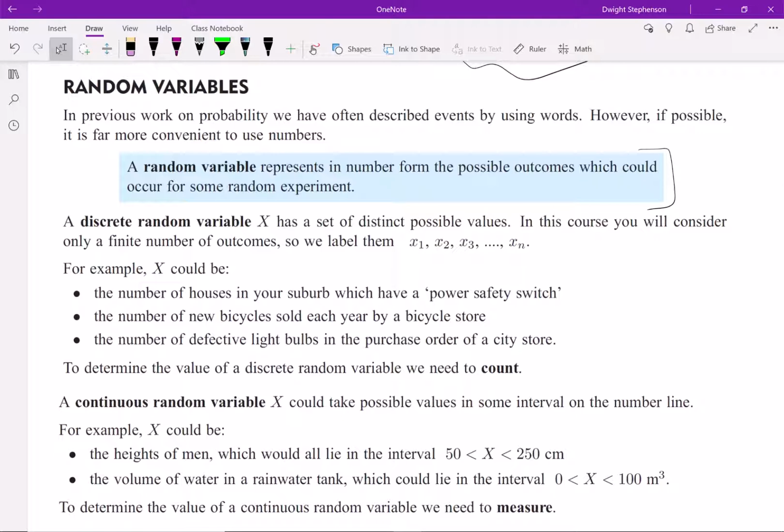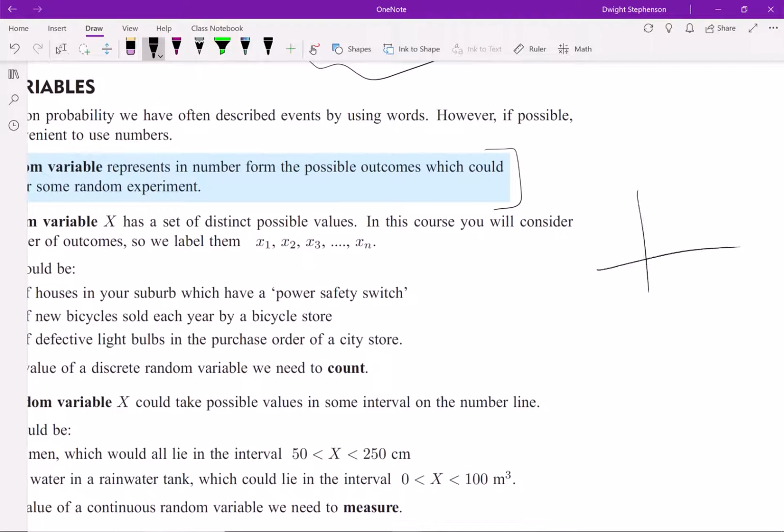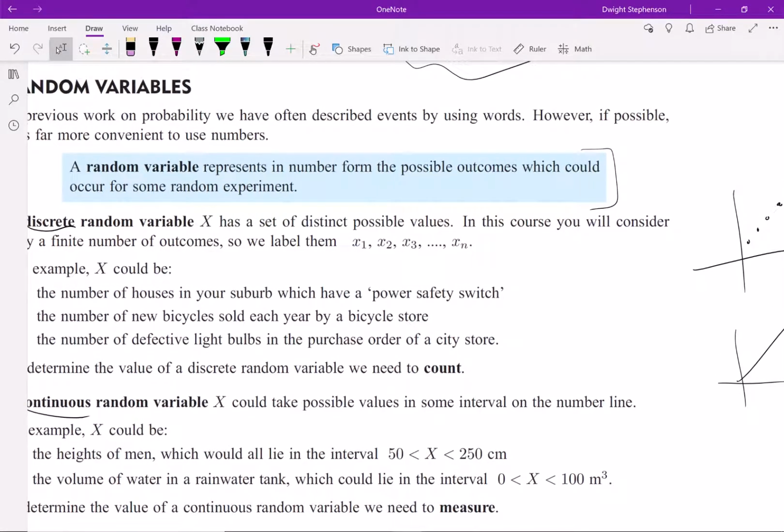So there's two types we're going to talk about: discrete and continuous, and these relate exactly to discrete graphs and continuous graphs, right? Discrete graphs look like this, where there's discrete dots, and continuous graphs look like this, where there's a straight continuous line, right? And the variables for these have the same definitions, right?